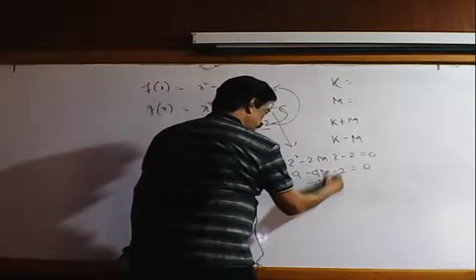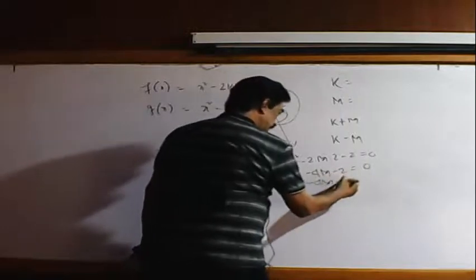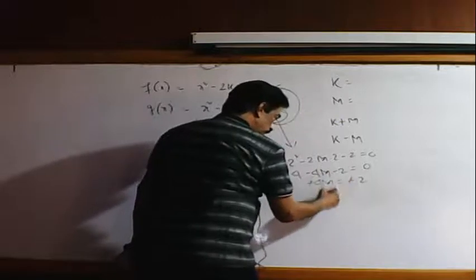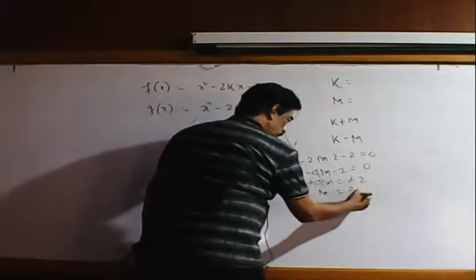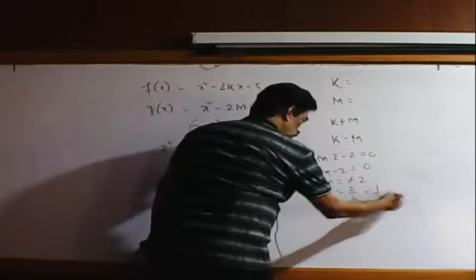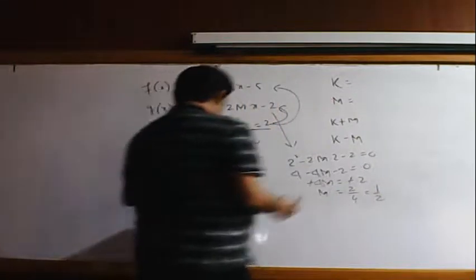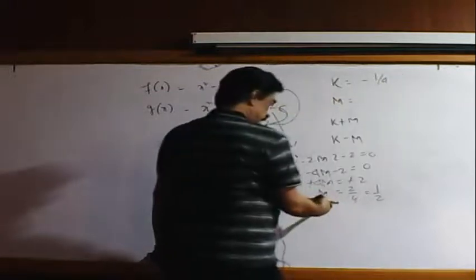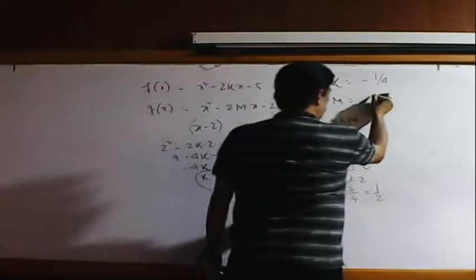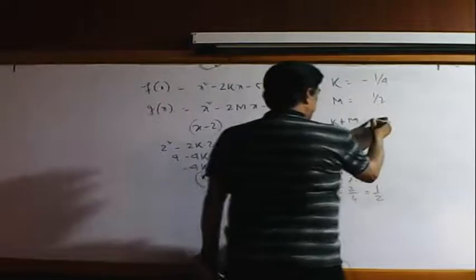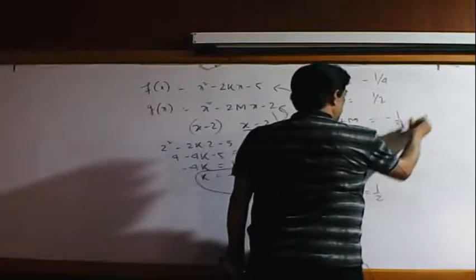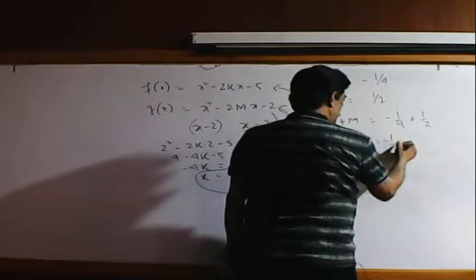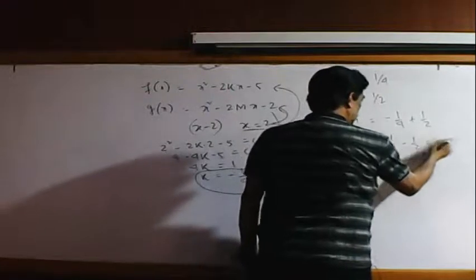So minus 4m, your result 2, that side is minus 2. So the 4 cancels, the minus 1 cancels, m equal to 2 by 4 equal to 1 by 2. So first case, k equal to minus 1 by 4 and second, m equal to 1 by 2. And third case, you have to find out minus 1 by 4 plus 1 by 2, what is the result? Next you have to find out minus 1 by 4 minus 1 by 2, what is the result?